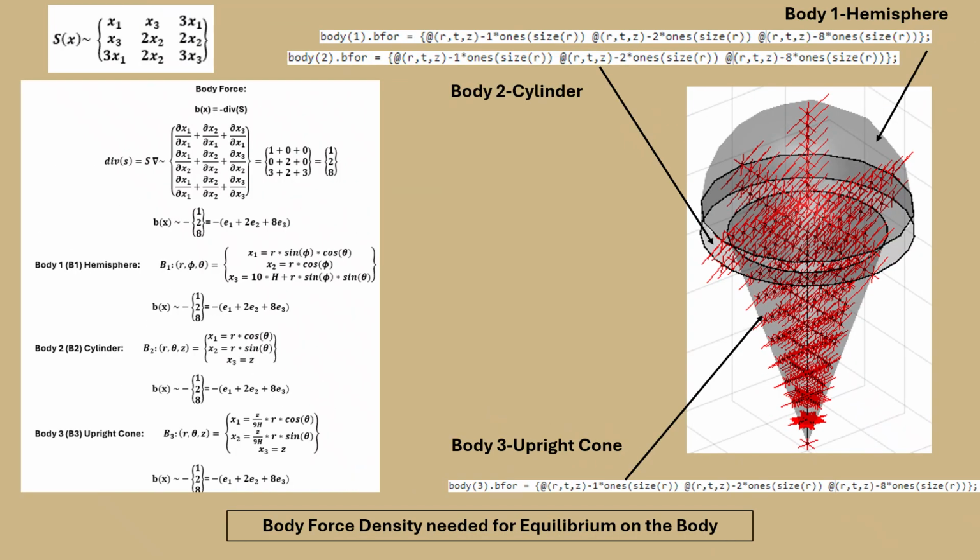Alright, so the main objective for this week is that we need to calculate the body force density acting on my body. As you can see, it's just the divergence. I'm calculating the divergence of S here, which is just the vector 1, 2, 8. And then the body force density is just the negative divergence of S, which is negative 1, negative 2, negative 8. And then you can see I apply that to my hemisphere, which is just negative 1, negative 2, negative 8, since there's no variables within that vector. The same applies for the cylinder and the upright cone. And these are also the snippets of my MATLAB code with my hemisphere, cylinder, and cone respectively.